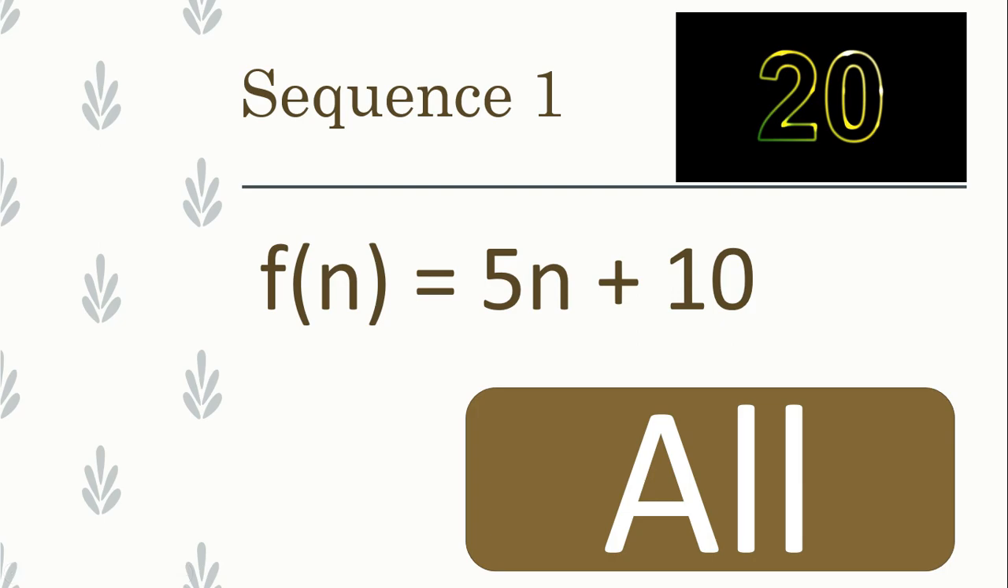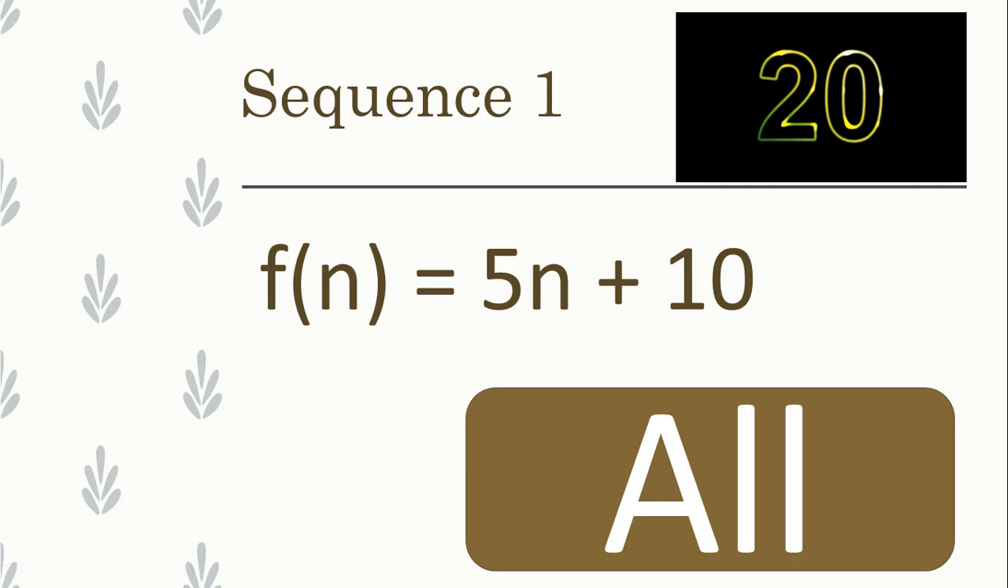Why do you think so? If you're going to analyze this rule, we have two addends. The first addend is 5n, the second addend is 10. Both of these addends are divisible by 5. Therefore, if you take the sum of these two addends, of course, it will be divisible by 5, or all the terms generated by the function will be divisible by 5.